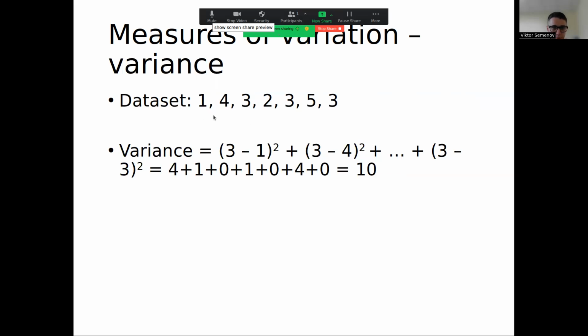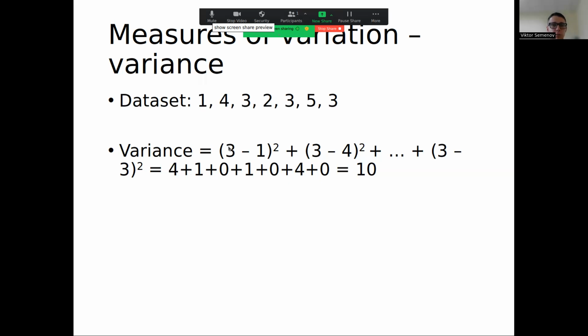So what do we do? We know already that the mean value for this data set is 3. So first of all, you need to subtract 1 from 3 and square it. Then you need to subtract 4 from 3 and square it. Then you need to subtract 2 from 3 and square it, etc., and you will get this sequence of numbers.